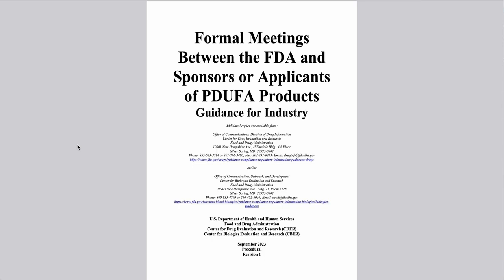And again, it's always good to go back to the FDA website, even for the forms, because those forms may also change. They don't change every year, but they may change. So I always recommend everyone to go to the FDA website and search for the latest document. Okay, so let's go over this formal meetings guidance document.